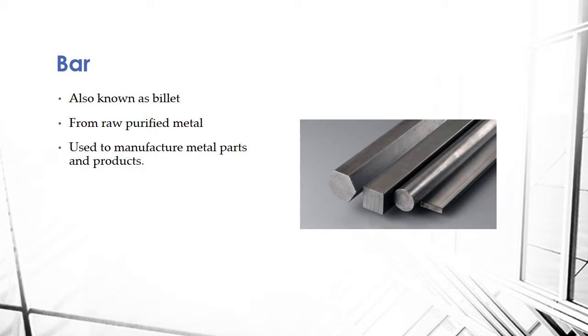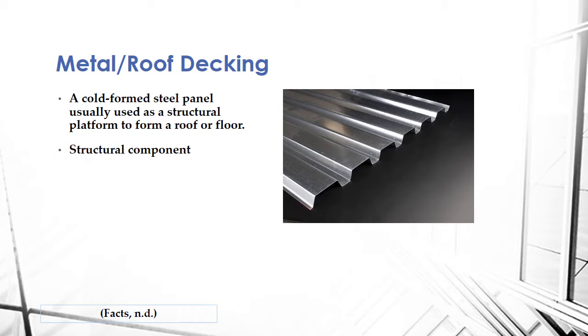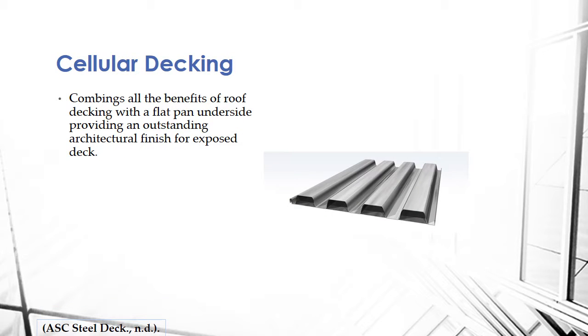Next we have bar, also known as billet, from raw purified metal, used to manufacture metal parts and products. Metal roof decking, a cold formed steel panel usually used as a structural platform to form a roof or a floor. Cellular decking, it's essentially the same as the other decking, except it has a flat pan underside, which gives it a more aesthetically pleasing look for architectural finish or exposed deck.